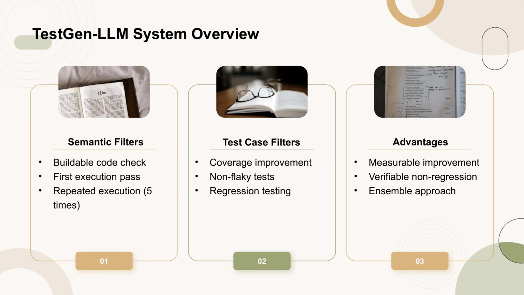The TestGen-LLM system employs a series of semantic filters to ensure the quality of candidate solutions generated by language models. The first filter ensures that the code is buildable, discarding any that fails this check. The second filter requires that tests pass on their first execution to be considered for regression testing. To further ensure reliability, the system uses repeated execution to filter out flaky tests, requiring a test to pass 5 times consecutively. Additionally, the final filter measures coverage improvement, discarding tests that do not enhance coverage. The advantages of this approach include measurable improvements in code coverage, verifiable guarantees against regression, and an ensemble approach that leverages the strengths of multiple language models.